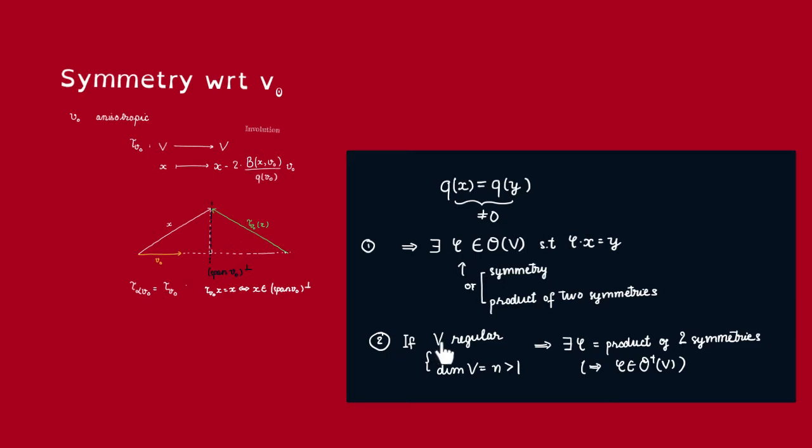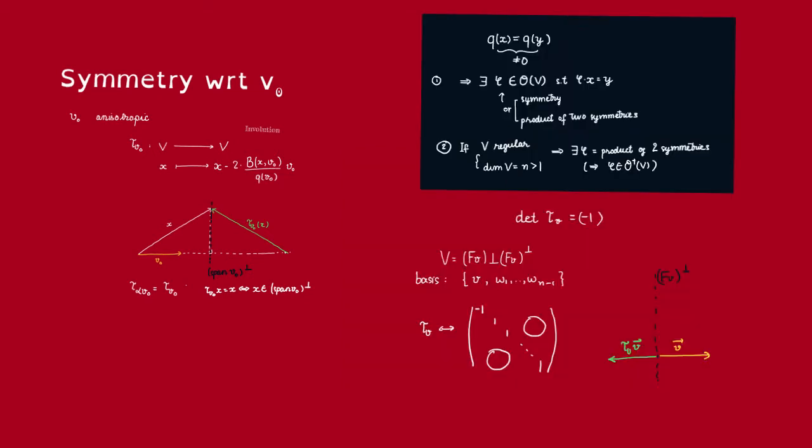In the case when V is regular of dimension greater than 1, we can always find a product of two symmetries sending one to the other. And this product must therefore be an element of the rotation group, O+. But before proving this, let us explain why such a product must be in O+.